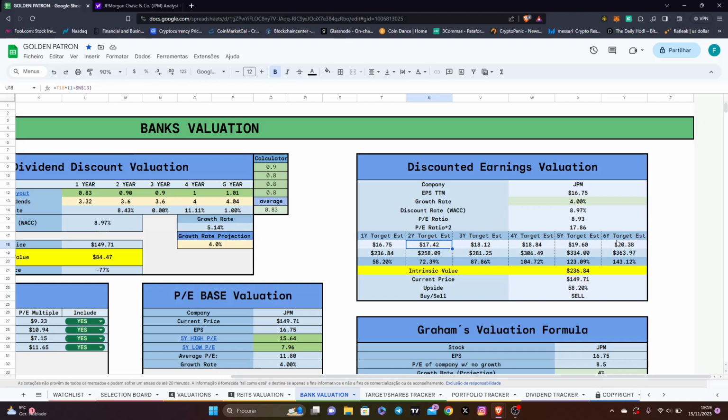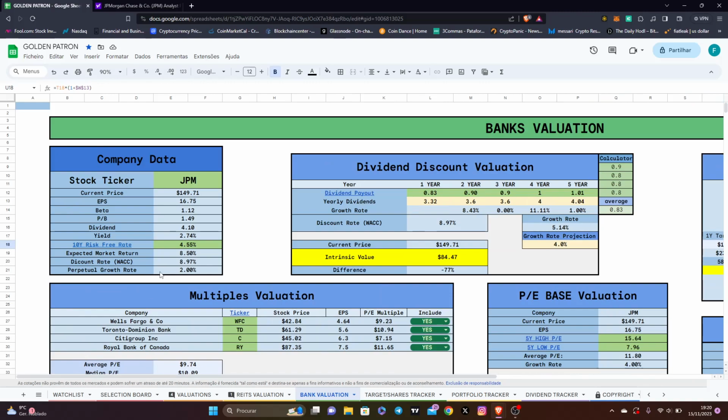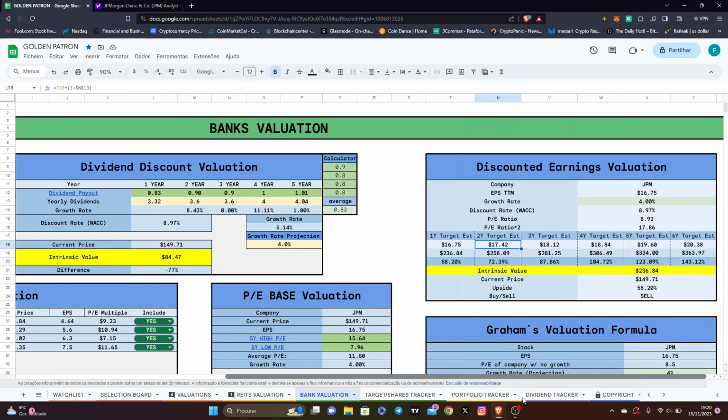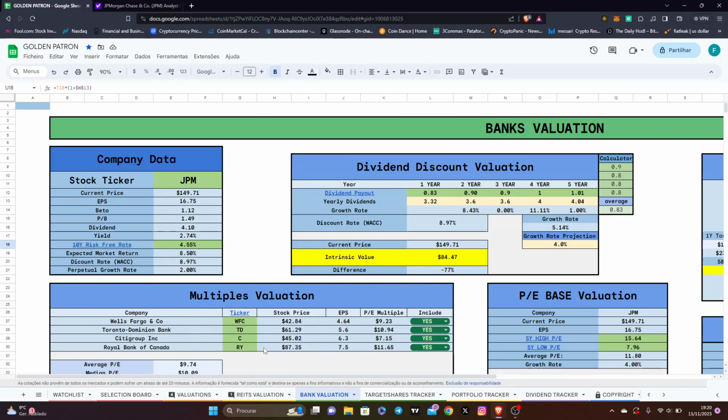Okay, so in 6 years this should be the earnings per share for JP Morgan, and it gives us an intrinsic value in that time. What it does then is bring it to the past, and that's going to give us our 1 year target estimate of JP Morgan's intrinsic value. So within 1 year target, JP Morgan should be at $236. That's our intrinsic value for the discounted earnings valuation, way above. So according to this, JP Morgan should be undervalued.